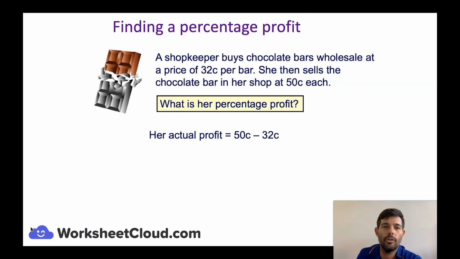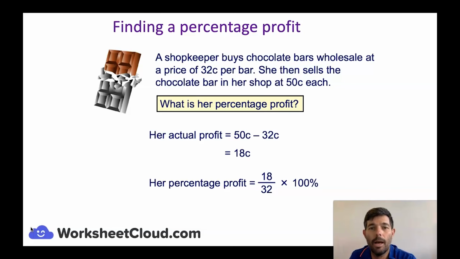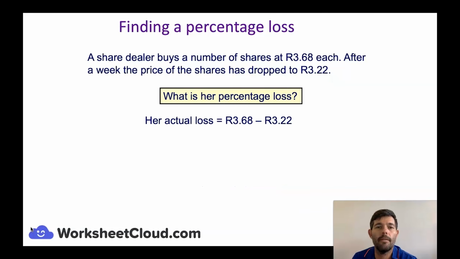The first thing you're going to do is work out the actual profit, which is 18 cents. Then you're going to put that 18 cents over the original amount, 32, and multiply by 100. So very similar to percentage increase and decrease. We take the difference, the 18 cents, so the difference between the 50 and the 32, and we put it as a fraction over the original amount and multiply by 100. And that works out to 56.25%.